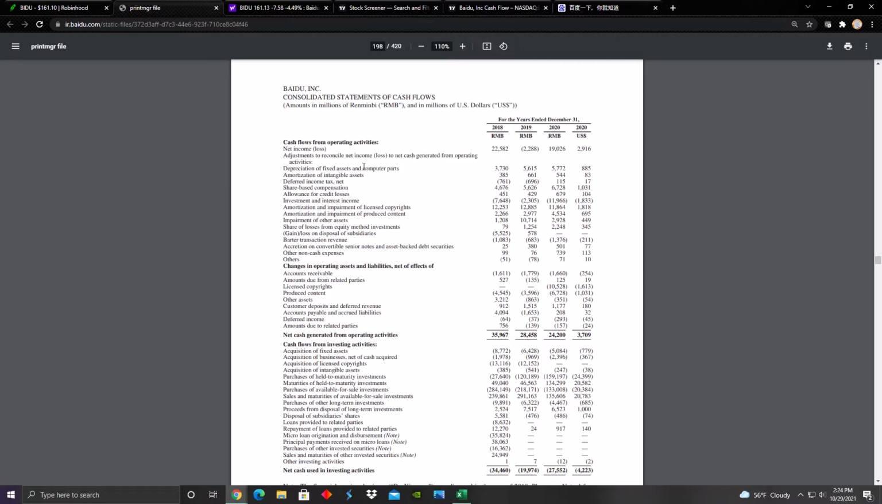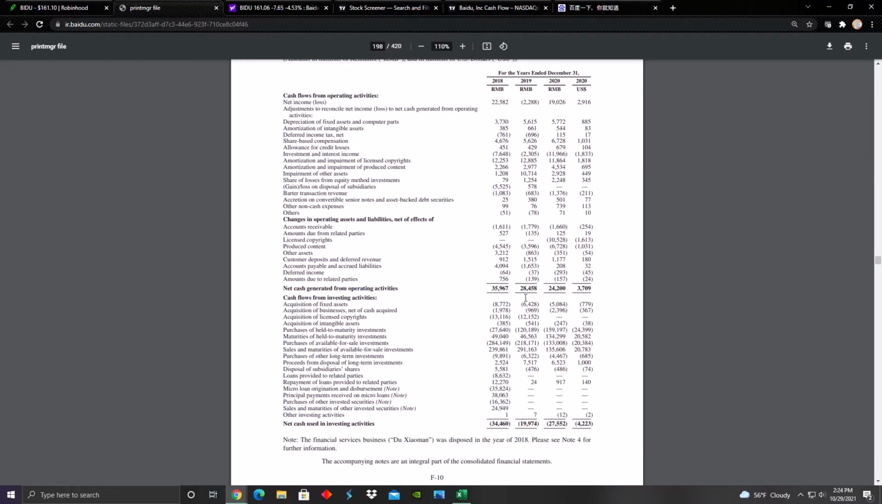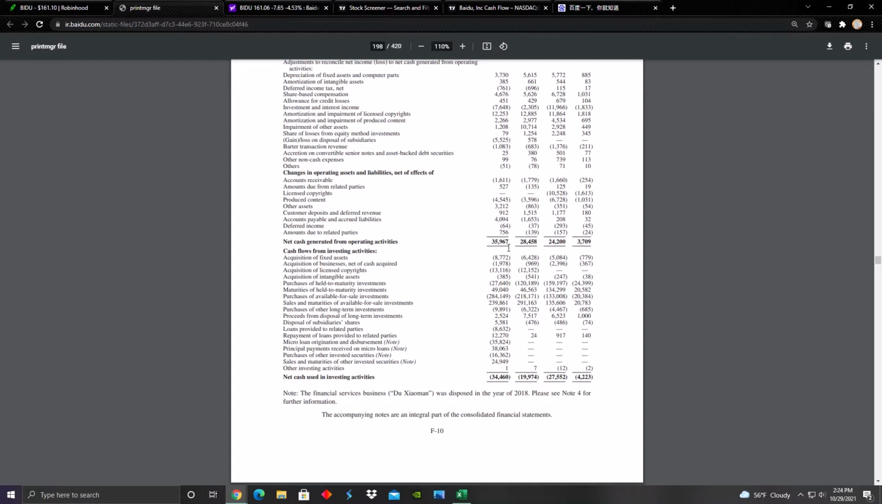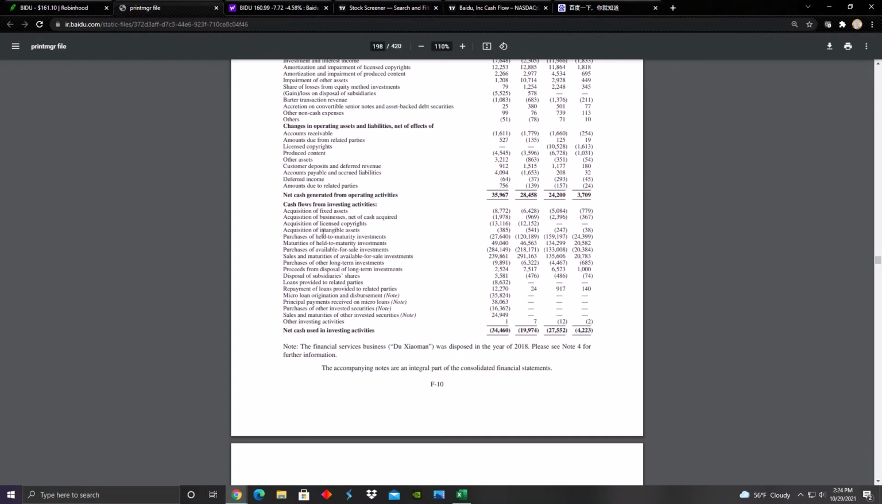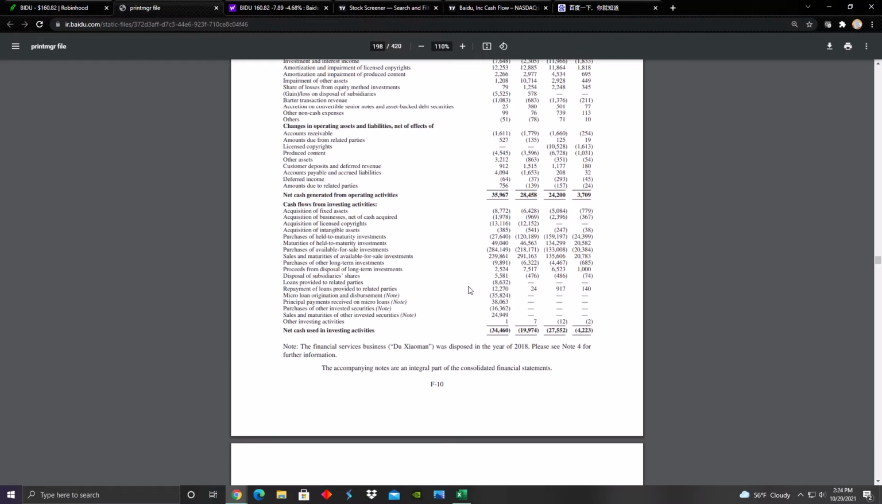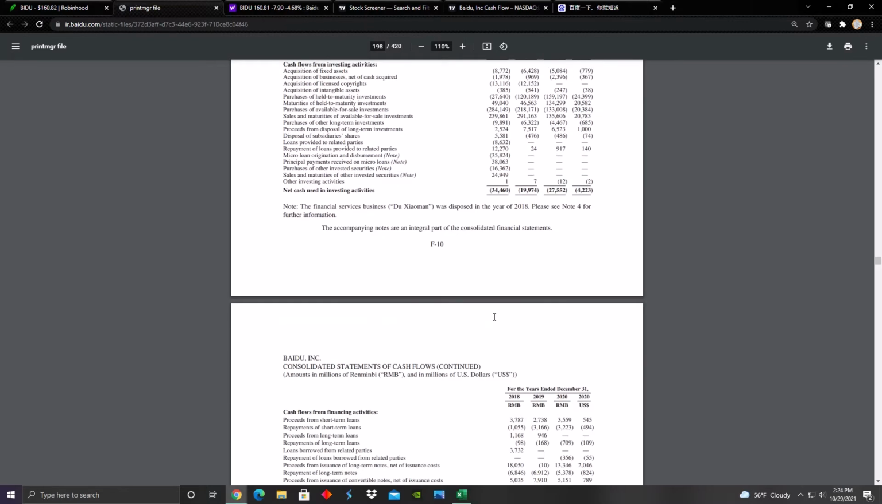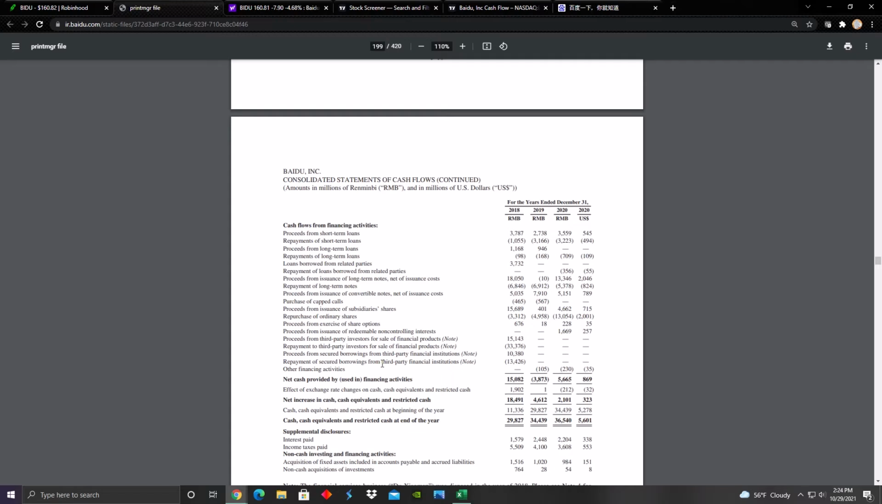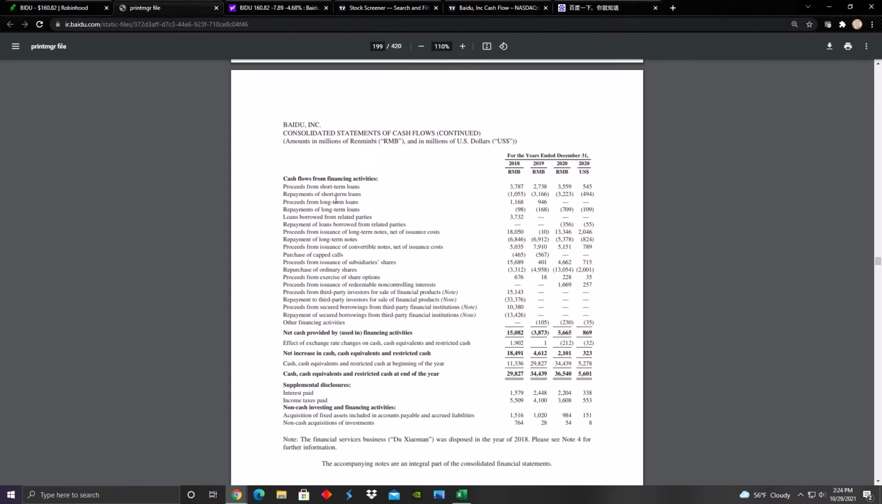Cash flows from operating activities starts off with their net income and net income loss. Cash generated from operating activities has actually declined from 2018 to 2020, so that's not a good sign. Cash flows from investing activities, they clearly don't really like keeping money in cash because they buy a lot of investments for sale, investments and things like that. And then for their financing activities, a lot of it probably comes from buying back shares.